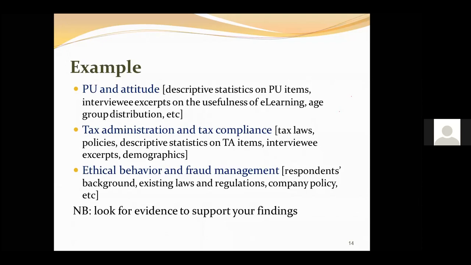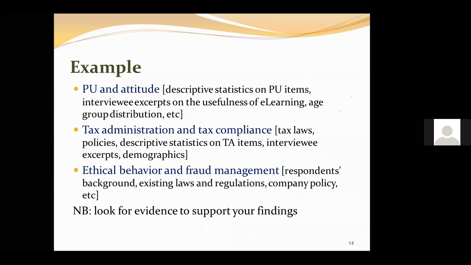Let's move on to tax administration and tax compliance. The result turned out as expected. You can dig deeper into the tax laws, the policies, what is on ground as far as the tax administration is concerned. What is on ground?